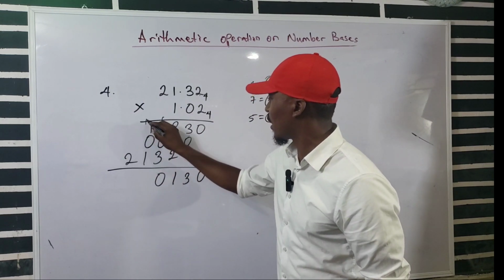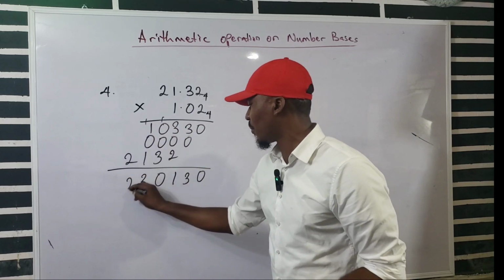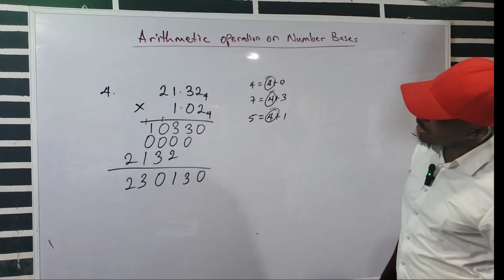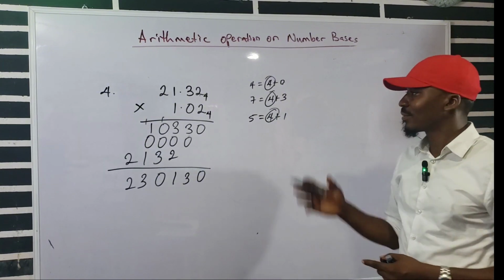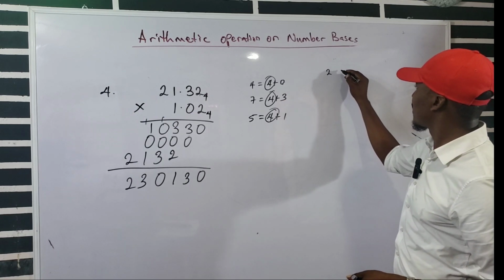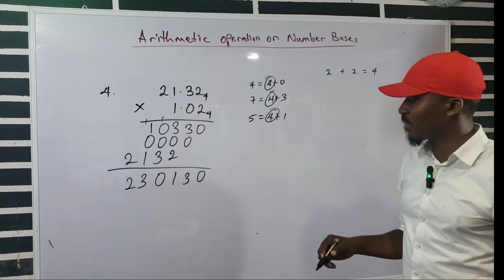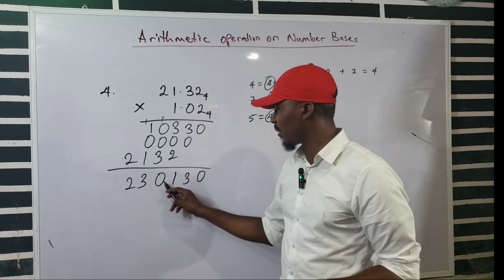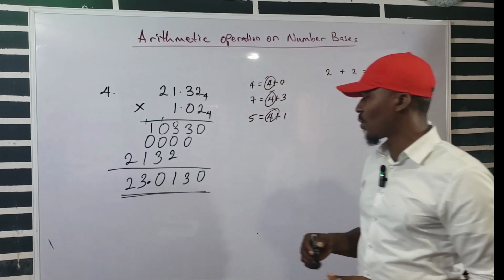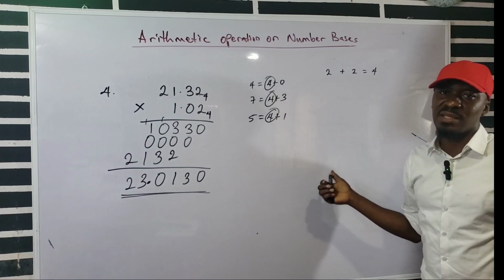You take 1 and add here. 1 plus 1 plus 1, that will give you 3. And you now have what? 2. Okay, so we have our numbers, but the points are not there yet. So 2 decimal places plus another 2 decimal places, that will give you 4 decimal places. So 1, 2, 3, 4, that will give us 23.0130 in base 4. As simple as that.